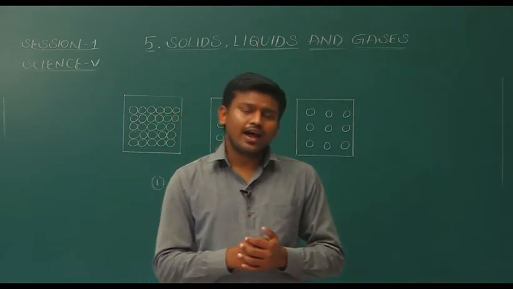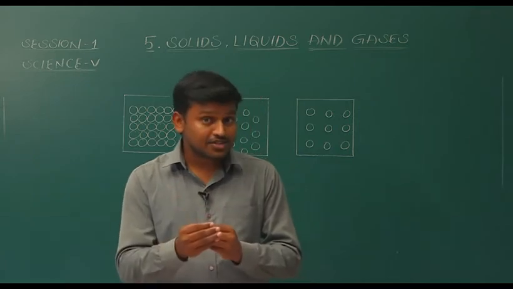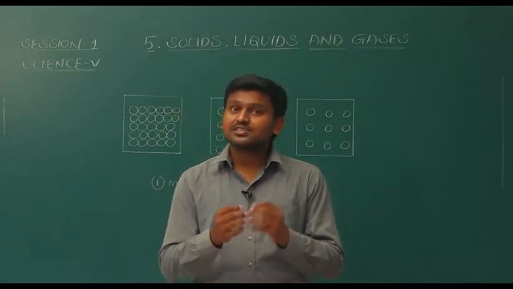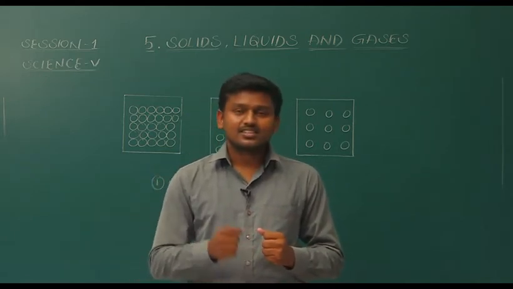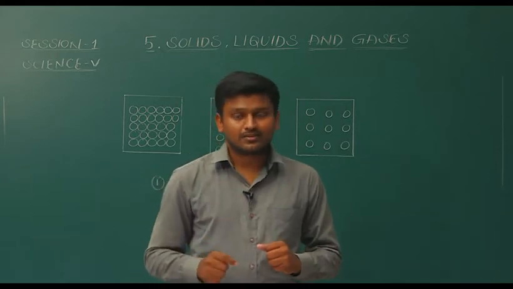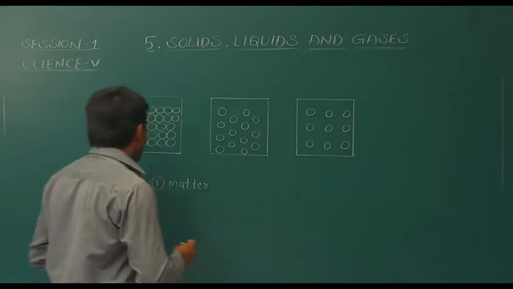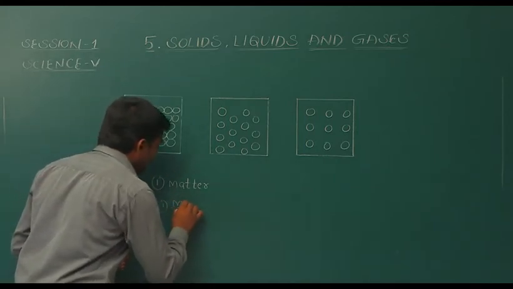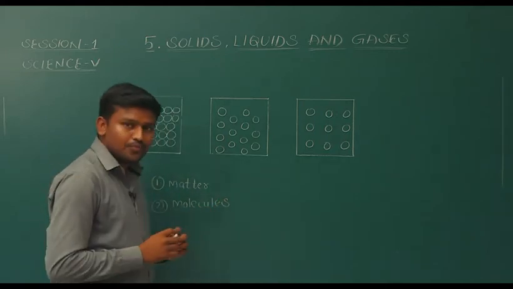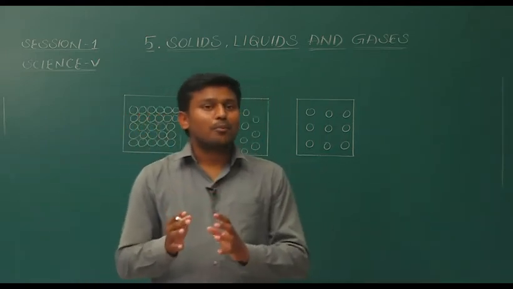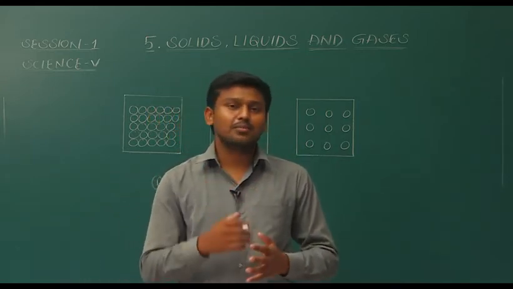But why do they have these different states? Why do all objects not have the same state? Why are they not present in our atmosphere in the same state? The reason is the smallest particles present in the matter, and we call these particles molecules. So, this matter is made up of molecules. These molecules are very small particles present in the matter.